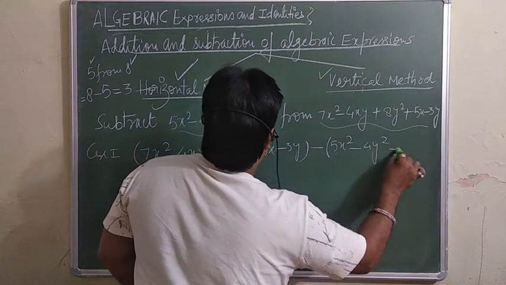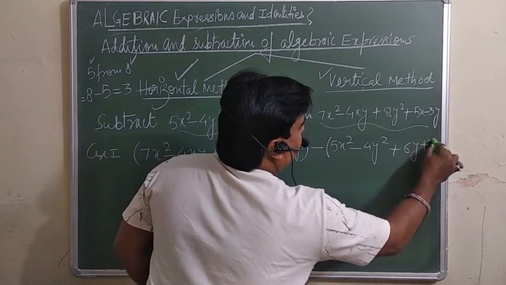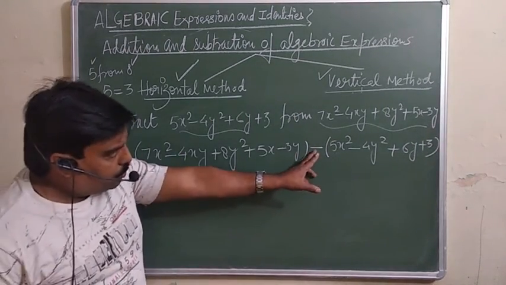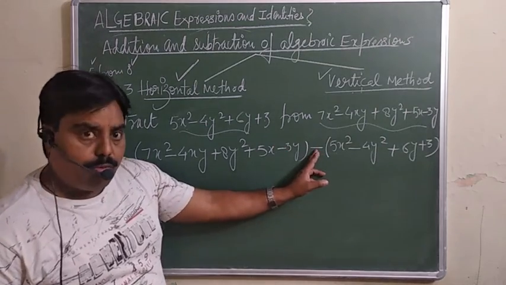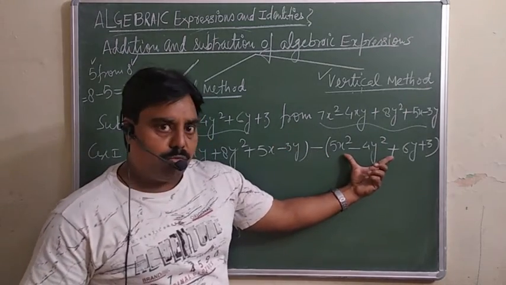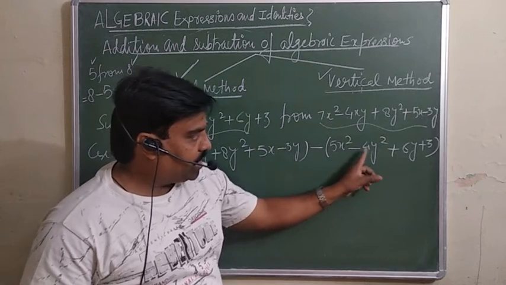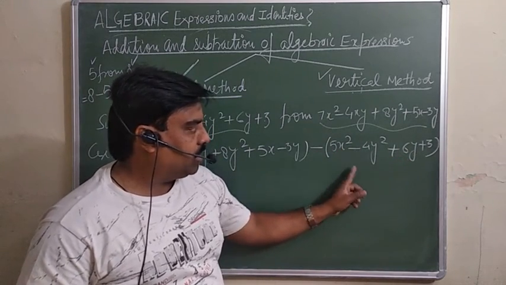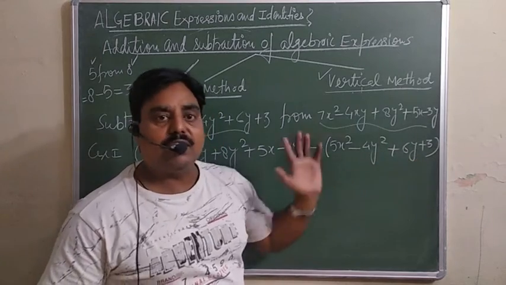Minus 4y square plus 6y plus 3. This is the horizontal method. Now you have to remove the brackets. If we remove the brackets here, what will happen? Their inside signs will be changed. Plus will change into minus, minus will change into plus, minus, and then minus is here.